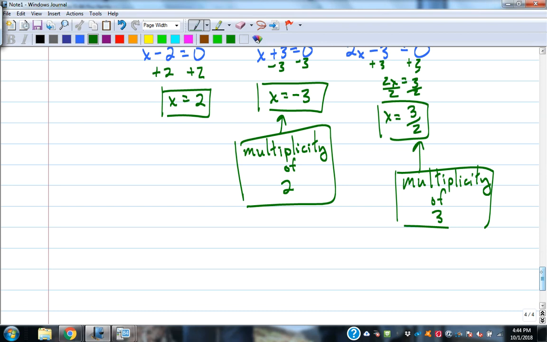All right, here's what we've got to tie together with these multiplicities. Even multiplicity touches the x-axis. And I always call it bounces off.